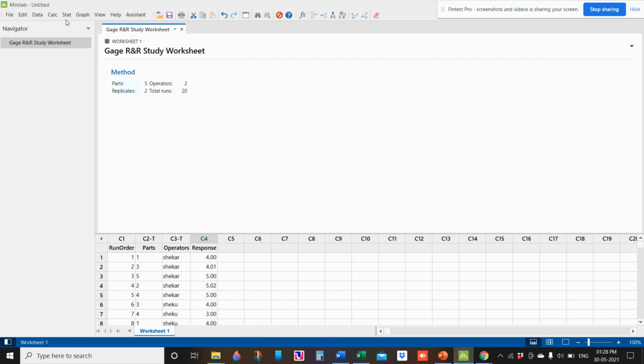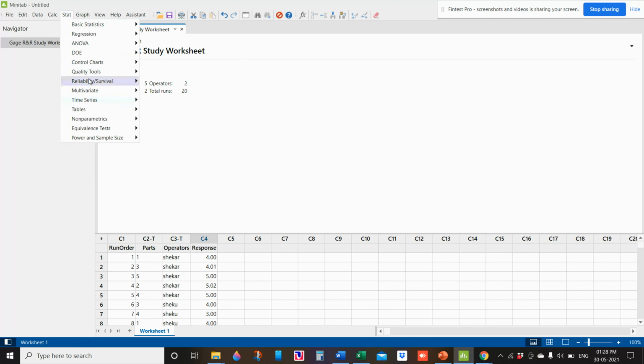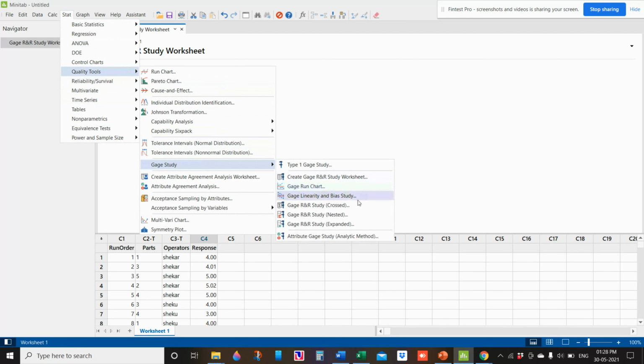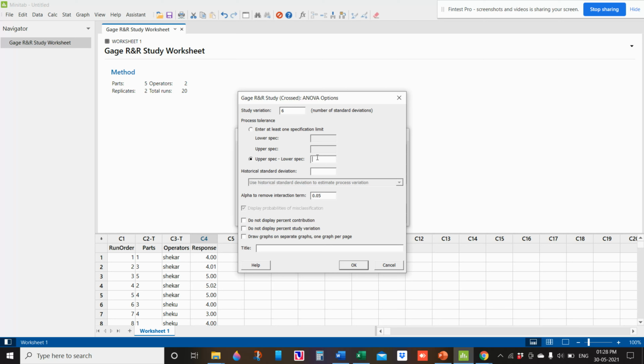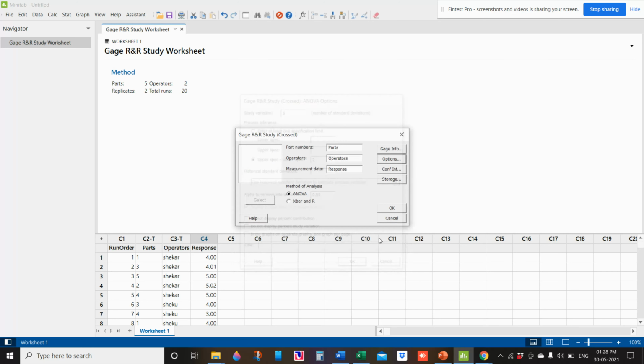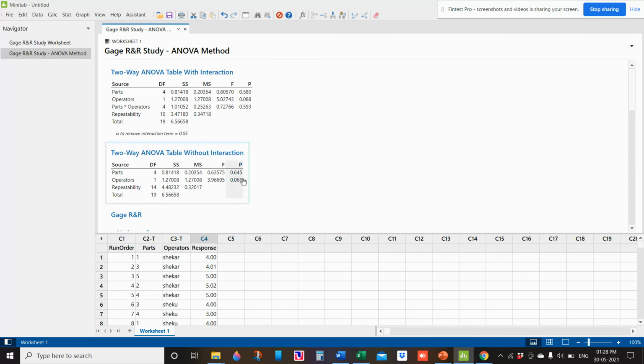Let us check how it will come. Then again go to Start, Quality Tools, Gauge Study, Gauge R and R Study Crossed. For Part number, select the parts. For Operator, select the operator. Give the response as this, select ANOVA and go to Options. Give upper minus lower spec as 2 mm. Then say OK and OK.